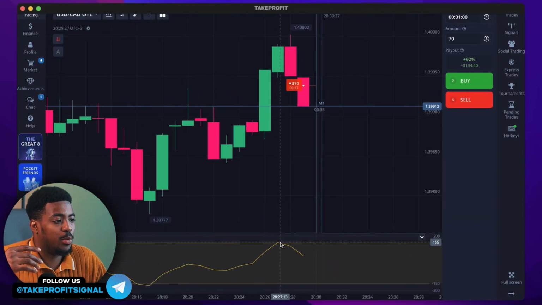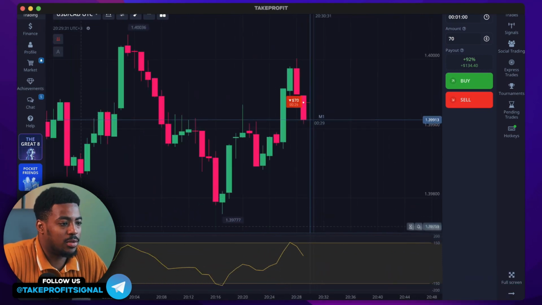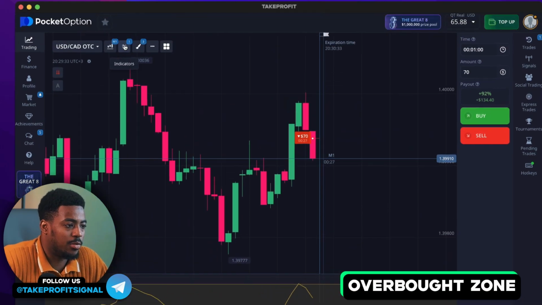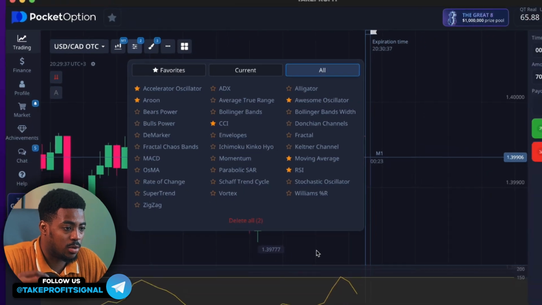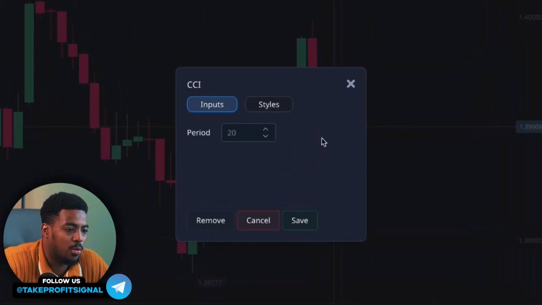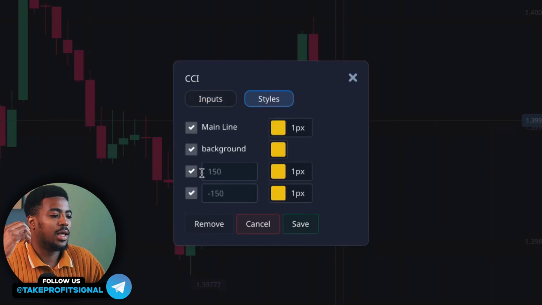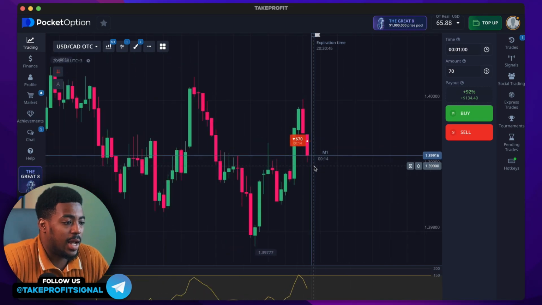On top of that, we have the CCI indicator in the 150 zone, which is the overbought zone for this indicator. You add it very simply. Just click once on this indicator, and the most important thing is to customize it. We have a period of 20 and the size. You set the setting like mine.